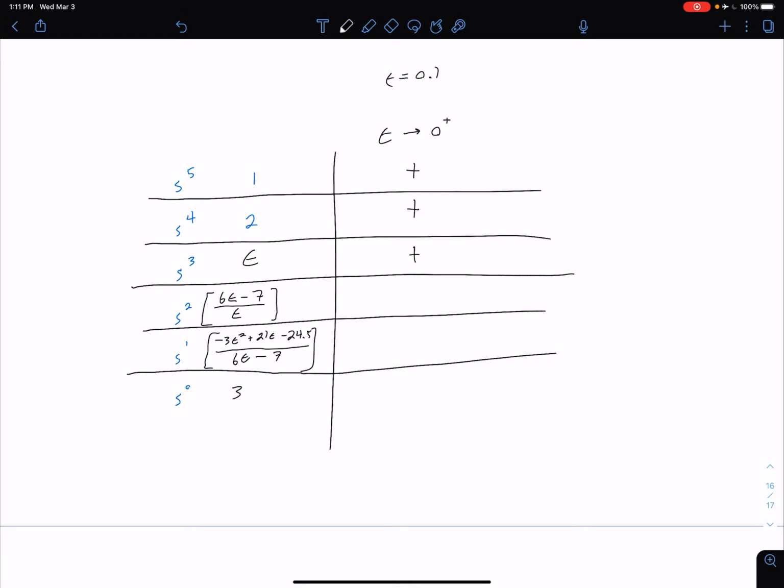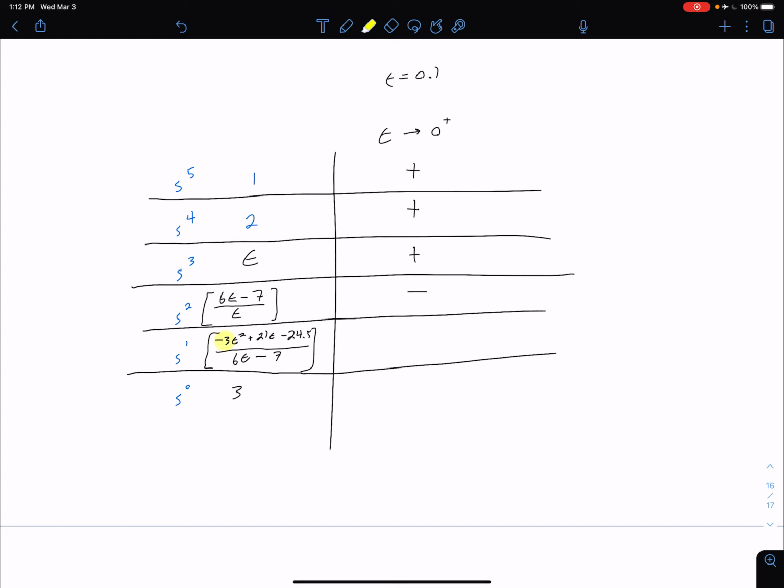For our next column, however, we look at the numerator and we say we have 6 epsilon, so that's going to be a small value minus 7, so divided by epsilon. So the 6 epsilon minus 7 is something small minus 7, so relatively large. So we get a negative number over a small positive number, so that's going to give us a negative number here.